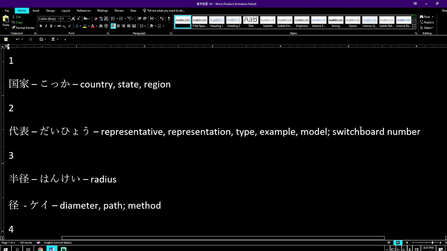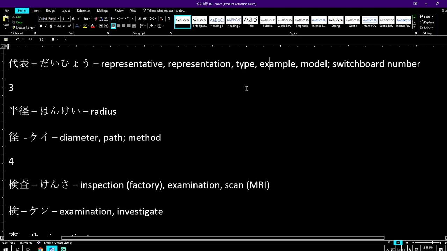Daihyo is a representative or a model. Daihyo desu is a representative or a model. Daihyo, representative or a model.